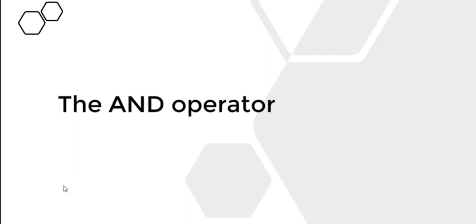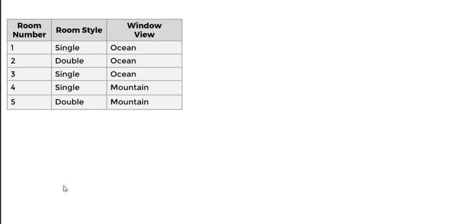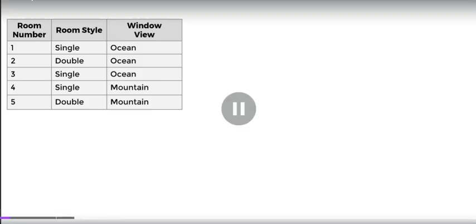Now we are going to look at the AND operator. On the left here we have a table of room details, 4 rooms at a hotel, with a room number for each room. We have a room style, which is either a single or double bed, and we also have a column called window view, which gives what type of scenic view each room has.